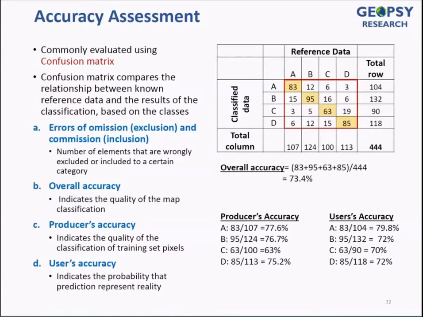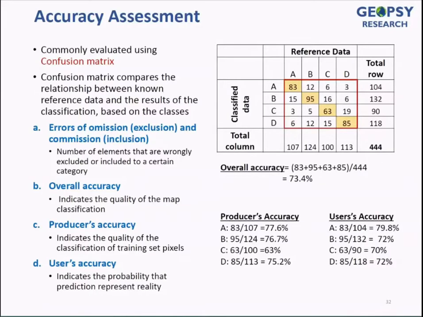So when you have this kind of analysis where you are comparing one data against the other, it is called a confusion matrix. And there are various aspects of errors of accuracy that you can look at. One is the error of omission or an error of commission. So basically, error of omission you try to look at what percentage of this data has been wrongly excluded, or what percentage has been included in another category that they should not belong to.